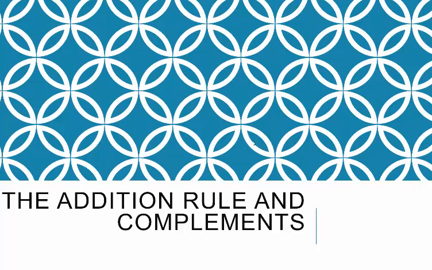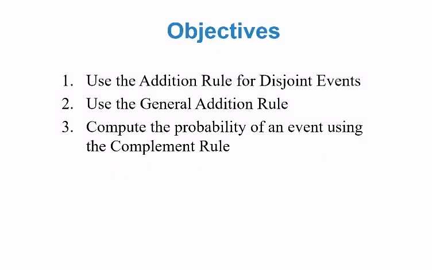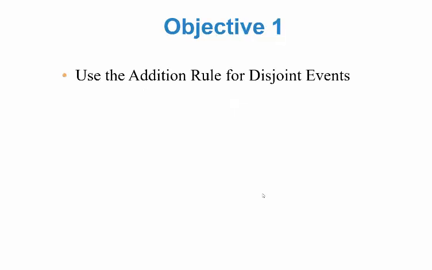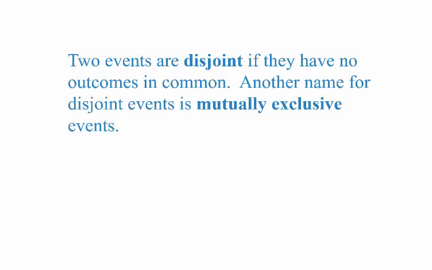Okay, so the first two rules we'll talk about are the addition rule and complements. The objectives for this lecture are: I want to use the addition rule for disjoint events, I want to use the general addition rule, and then I want to compute the probability of an event using what we call the complement rule. First, we're going to use the addition rule for what are categorized as disjoint events.